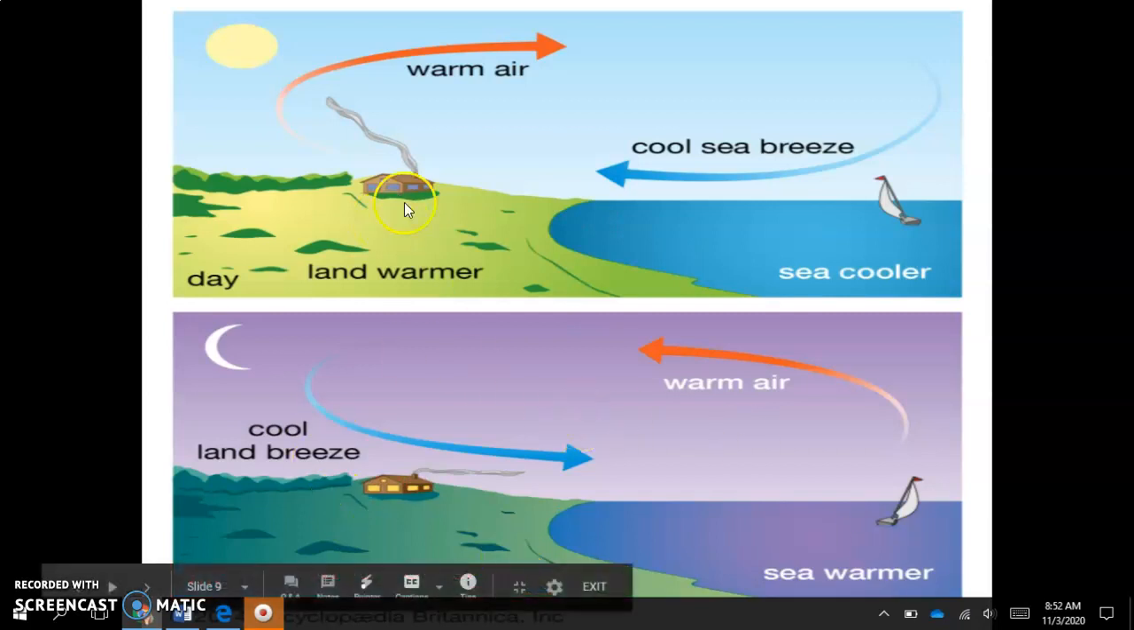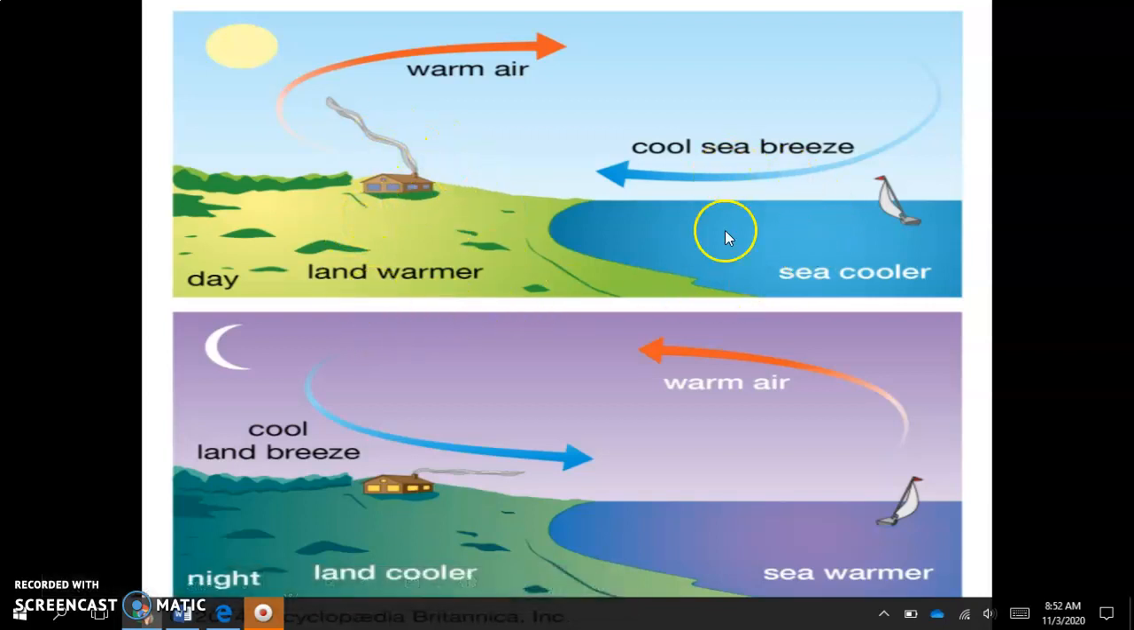But basically what happens is that during the day, the land heats up a lot faster than the ocean does. So as the land heats, the air above it will warm up and rise into the atmosphere, and it will be pushed this way because it creates an area of lower pressure. And then here we've got the cool air above our ocean that is being pushed to the land. So it's a convection current, the same way we see in the oceans as well as in our mantle.